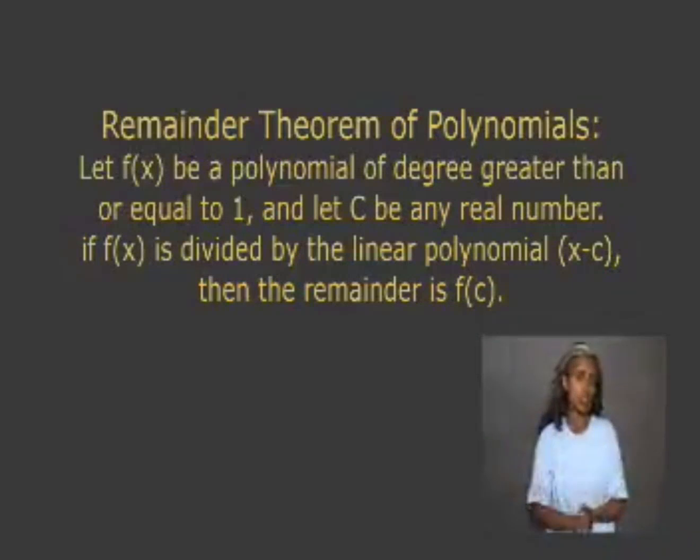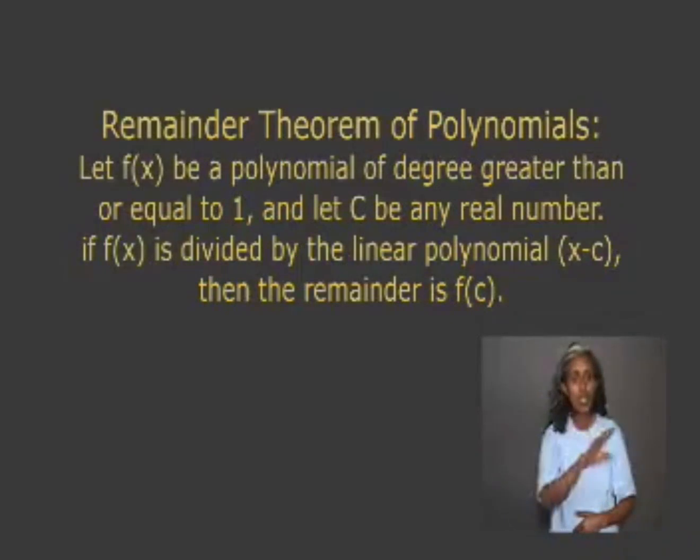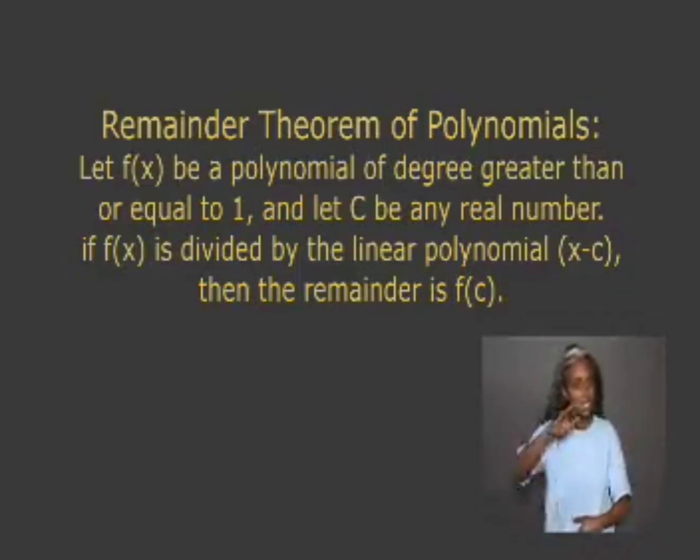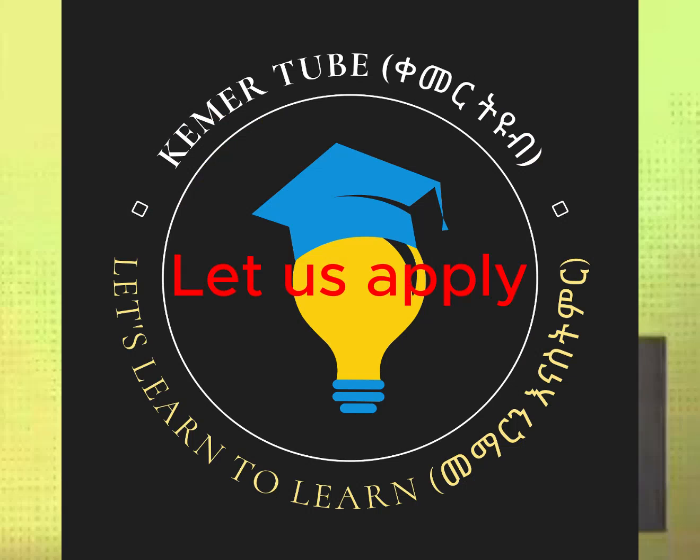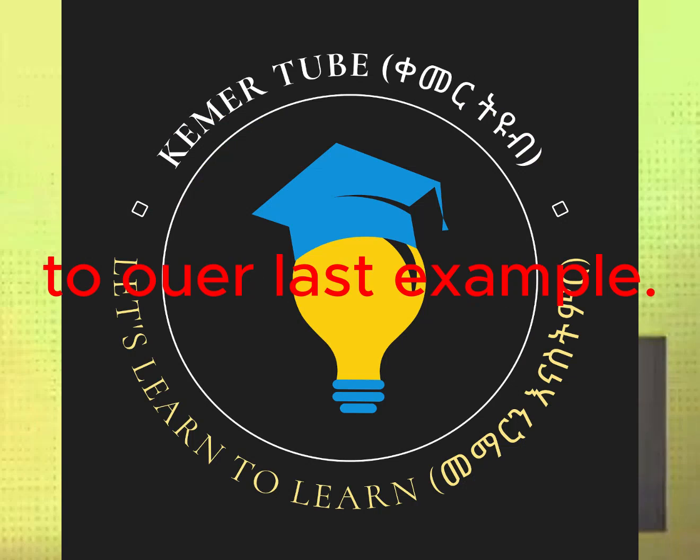Let f of x be a polynomial of degree greater than or equal to 1, and let c be any real number. If f of x is divided by the linear polynomial x minus c, then the remainder is f of c. Let us apply this principle to our last example.